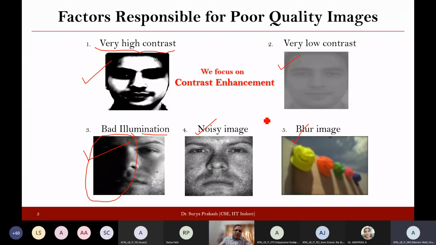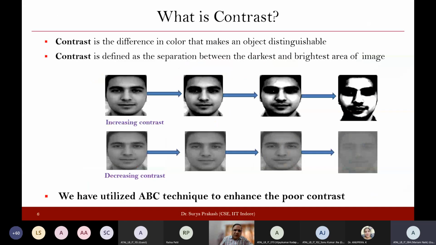So here we are going to focus mainly on enhancing the contrast of images. You can say the overall objective is to enhance the quality of the image, but we are enhancing the quality of the image with respect to the contrast. So we are trying to improve the contrast. This whole discussion is going to be based on contrast.